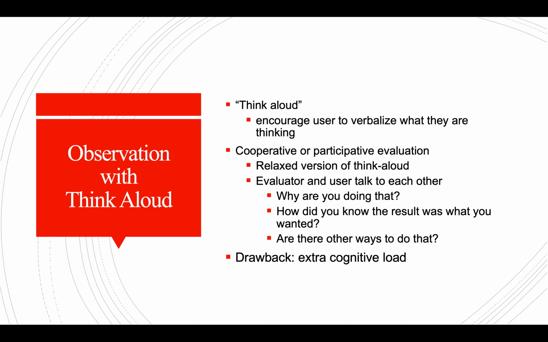So often we pair observation with Think Aloud. In Think Aloud, what we're doing is asking the participant or the subject or the user, whatever term you want to use, to verbalize what they're thinking as they go about doing the activity that you're interested in. This is really useful because we can get that internal representation and understanding that the user has in their mind of how things work and why they do the things they do. We can also take this a little bit further into something we would call cooperative or participative evaluation. This is where we relax the version of Think Aloud, and we don't just observe and keep reminding the user to think out loud, but we actually stop them and ask them questions.